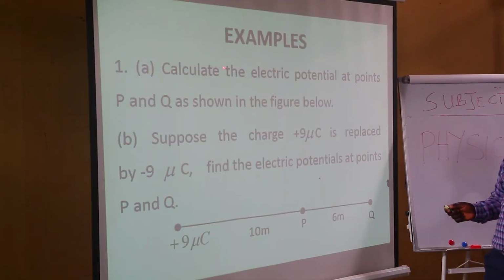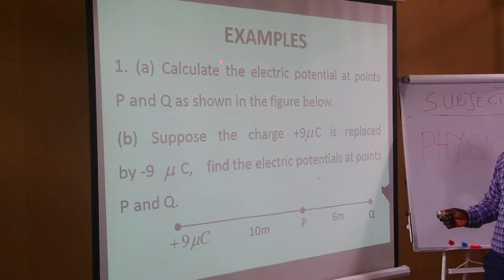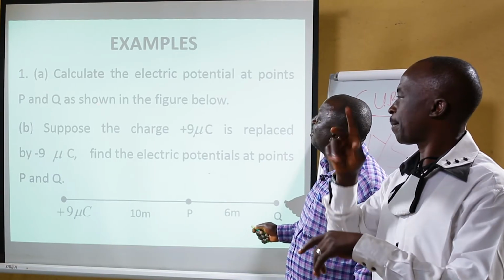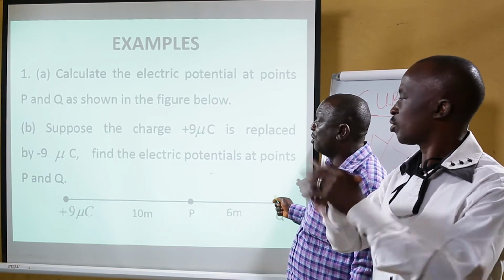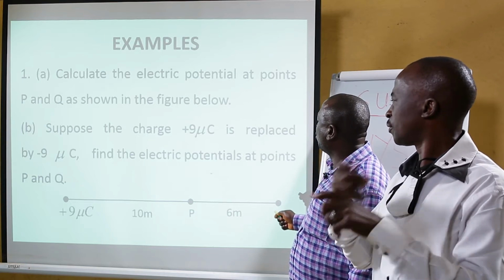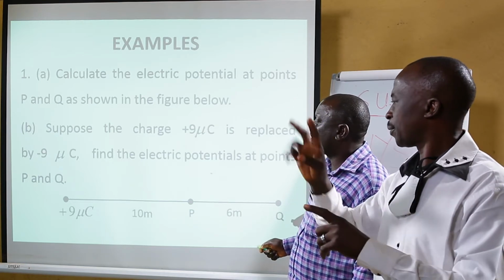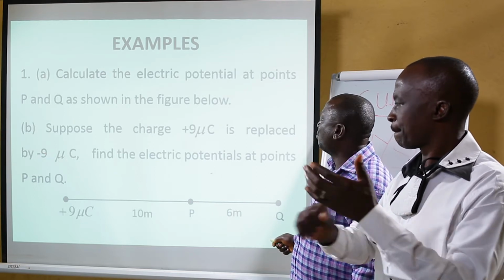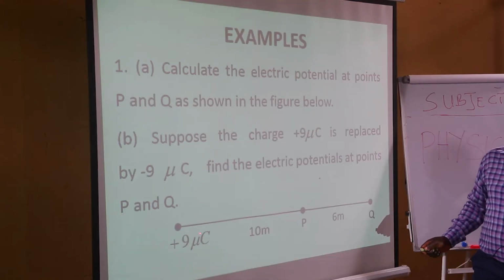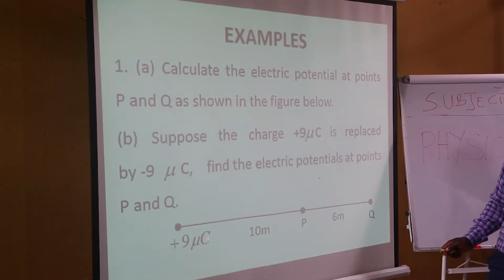Now, examples. Let's see how we can apply these equations in solving problems. Example 1A. Calculate the electric potential at points P and Q as shown in the figure below. B. Suppose the charge plus 9 microcoulomb is replaced by minus 9 microcoulomb. Find the electric potential at points P and Q. Now we have our positive charge plus 9 microcoulomb. We have point P, we have our point Q.